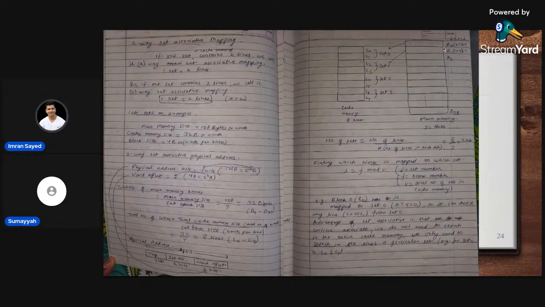Now, how do we map the block to the set? We use this formula: i equals j mod v. i is basically the set number. In the previous example, with direct mapping, i was the line number, but here we have the set number as i. j is the block number, like 0, 1, 2, and v is your total number of sets in the cache memory. In direct mapping this was the total number of lines, but because this is set associative mapping, this will be the total number of sets. So 0, which is the block number, mod 4, the total number of sets. So block 0 will be mapped to set 0.